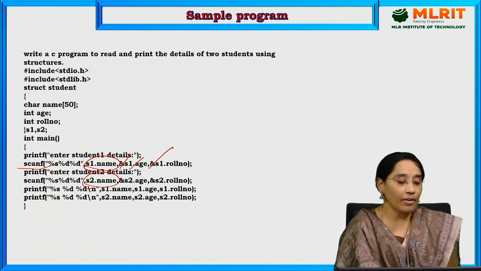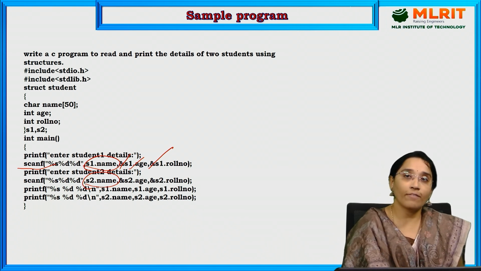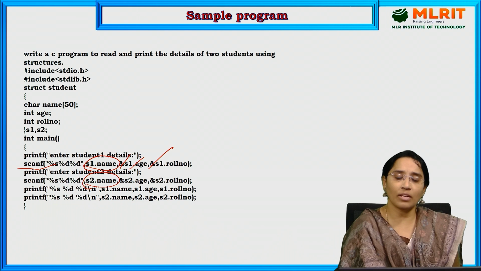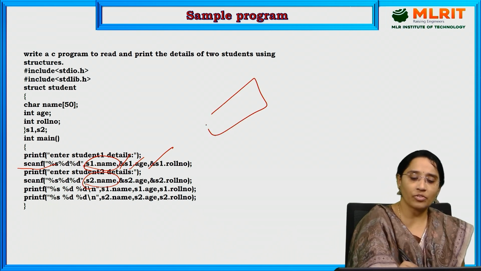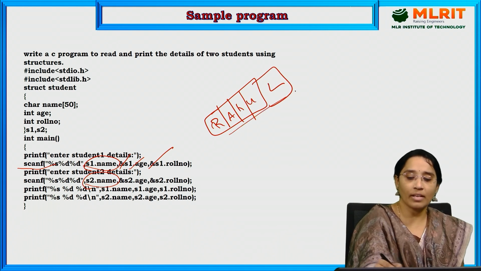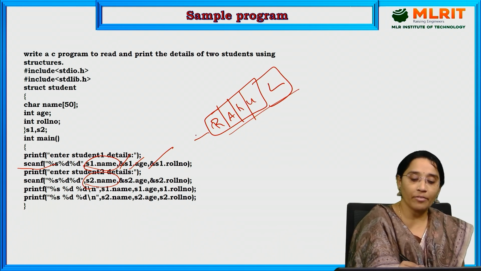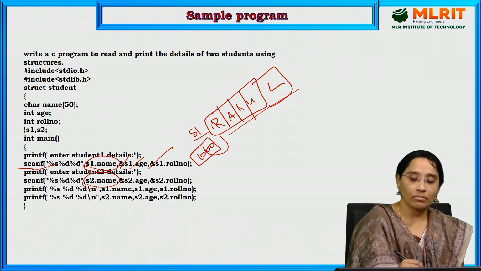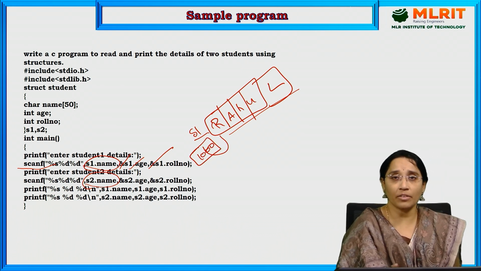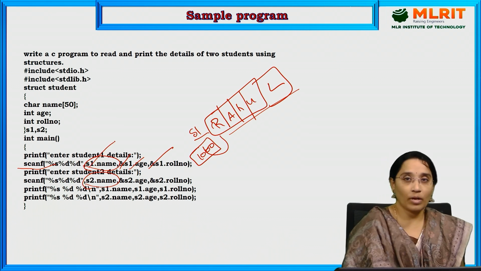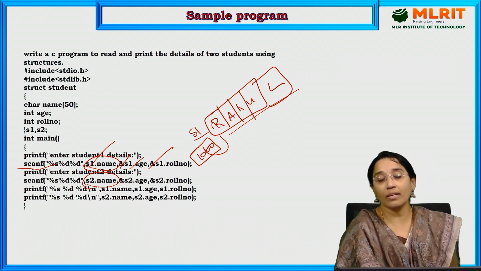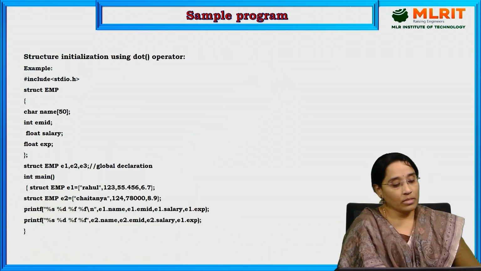But why have we not taken the address of operator for name? Because name itself is a string. A string is an array of characters. Suppose you take Rahul as your string, it's an array of characters. So what is an array? An array contains the base address. So there is no need to specify the address while giving the input, because it already has the base address of the array.